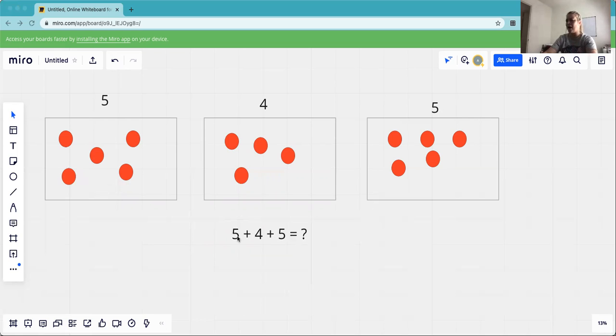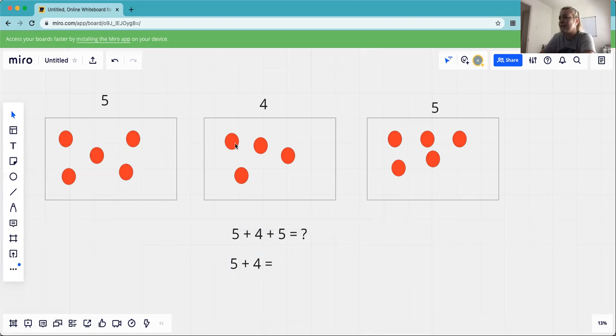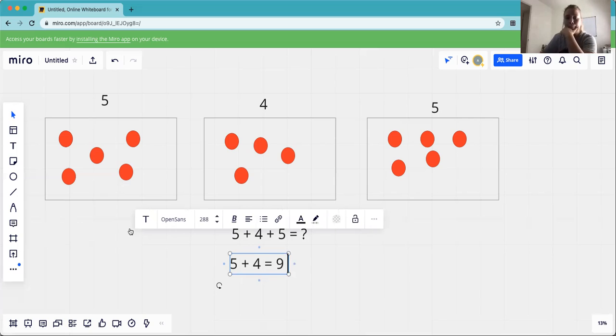What I'm going to do is I'm going to add 5 and 4. So I'm going to take my 5 rocks and I'm going to add 4 more. So I'm going to count on. So I'm going to go ahead and write my equation real quick. So 5 plus 4 equals, let's figure that out. So 5, 6, 7, 8, 9. I have 9 rocks there so far.